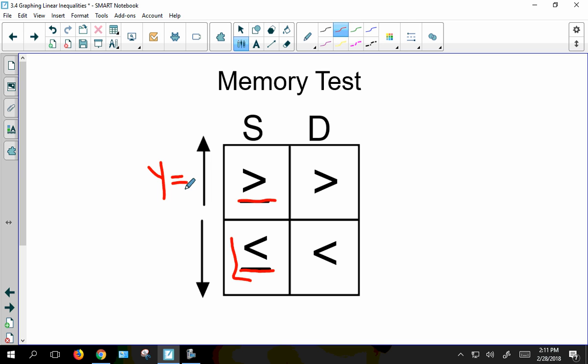Now, your Y equals is going to be over here. Oh, sorry. That's wrong. We don't have equal signs. We have inequalities. Your Y is going to be over here.